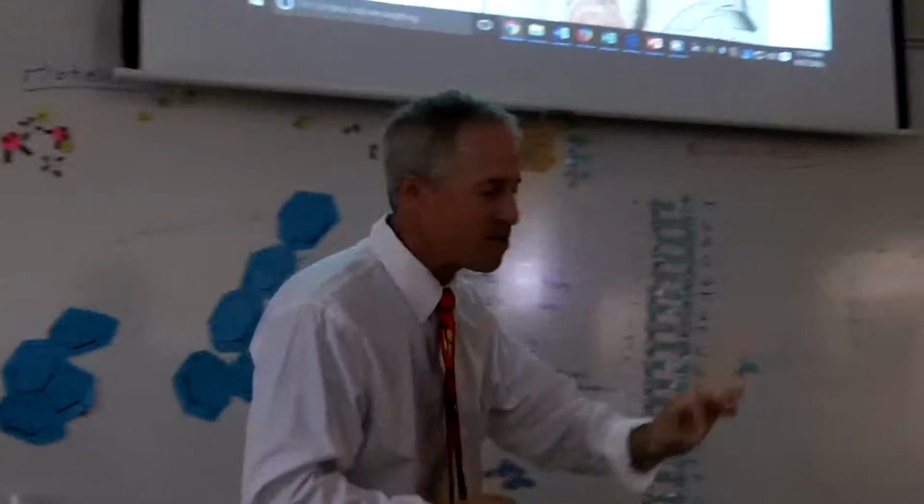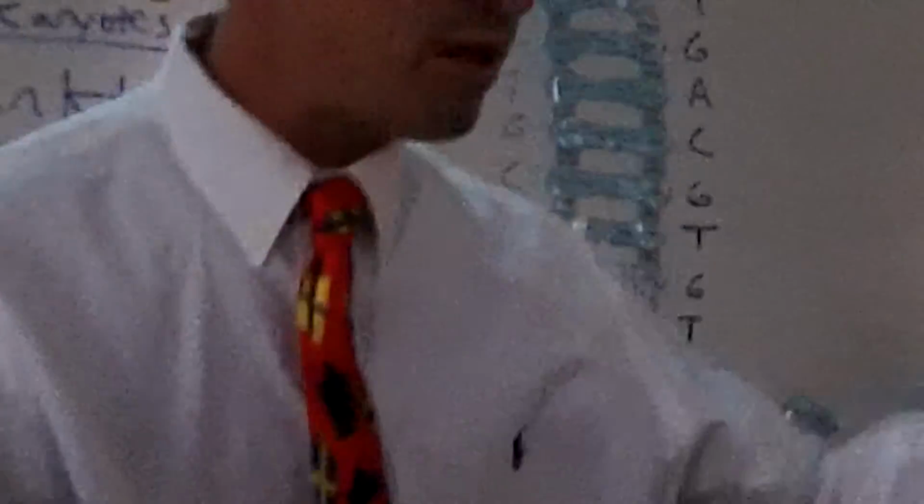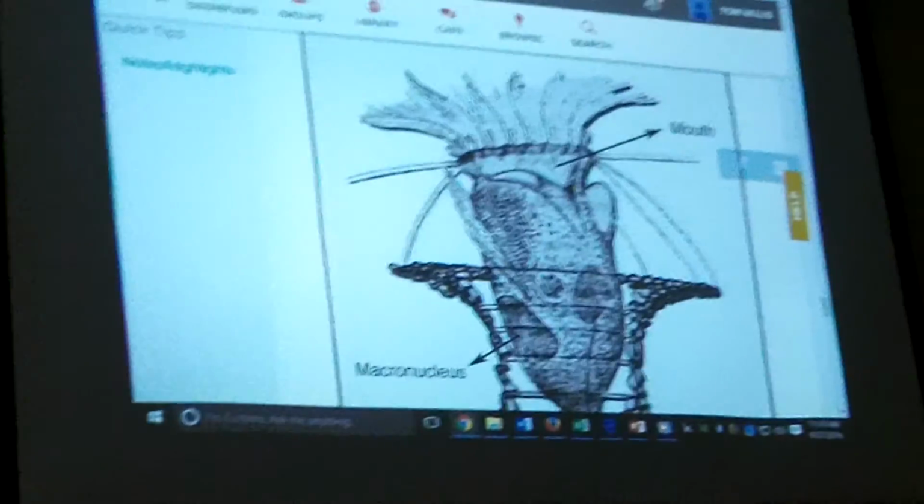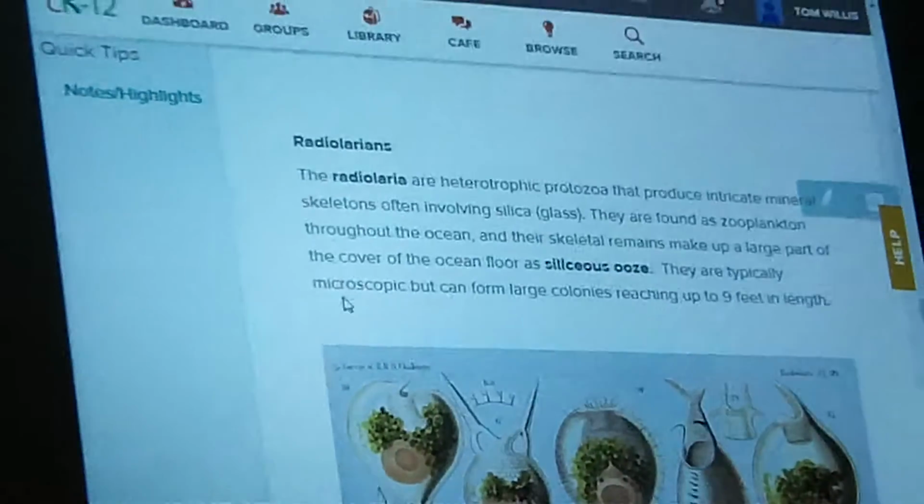Again, these things are microscopic. They're floating around in the ocean. When they die, their little shell floats to the bottom and makes up part of the sand. Makes up part of the siliceous ooze. Then you have your ciliates. Your ciliates are cells that have cilia sticking out.